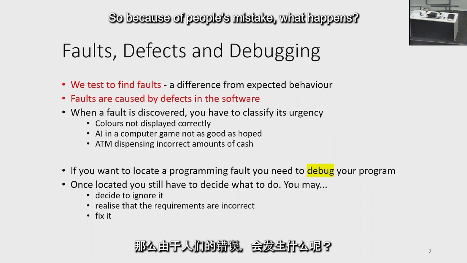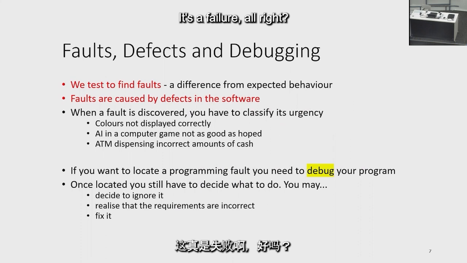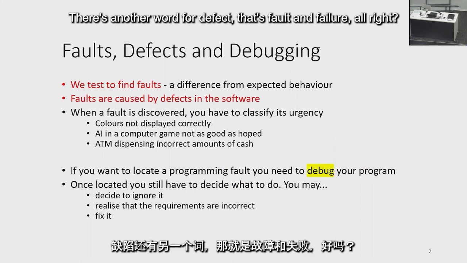Right? So because of people's mistake, what happens? You have got a fault. There's a defect. Accumulate your defects. What happens to your application? It's a failure. All right? Remember the sequence, huh? Error, fault or defect. There's another word for defect. That's fault and failure. All right?